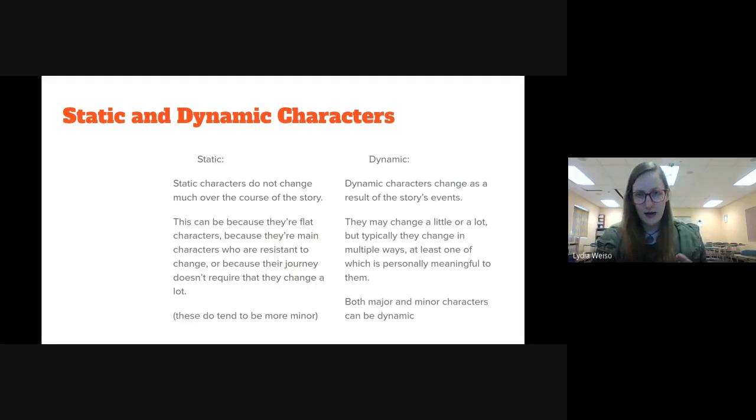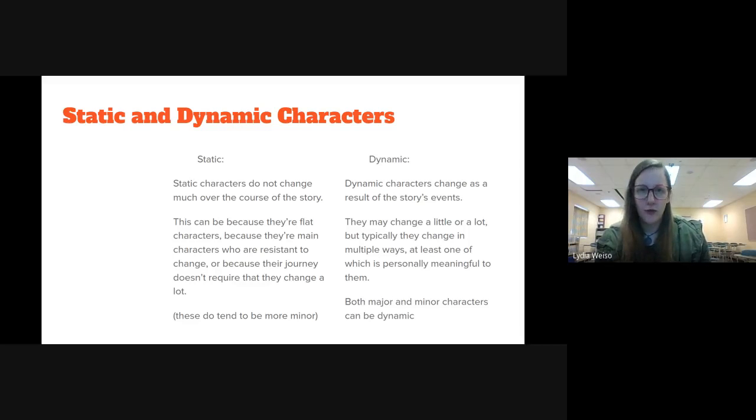So static and dynamic don't necessarily correlate to flat and round, and it doesn't necessarily correlate to major and minor characters either. But these are the 3 main character continuums that we see in stories. And again, it doesn't matter that you're able to identify if a character is static or dynamic. What matters is that you're able to understand why it matters that a character is static, why it matters that a character is dynamic.